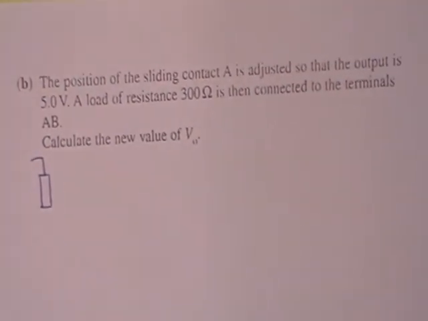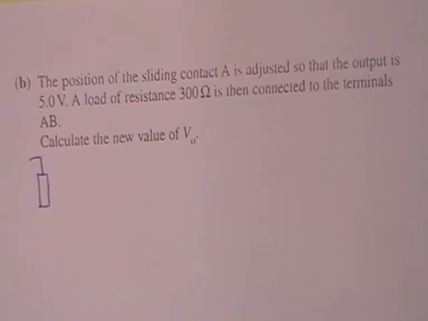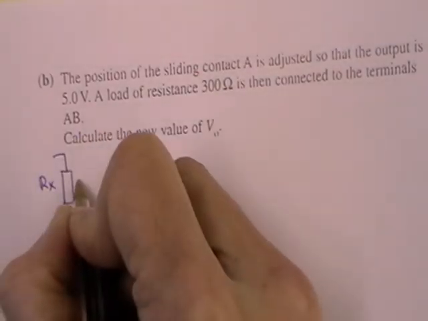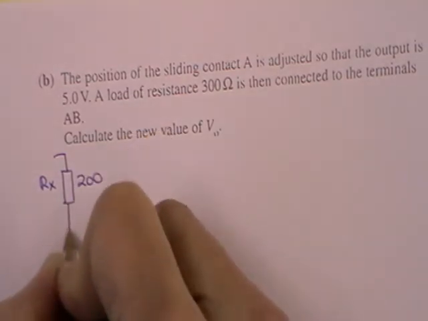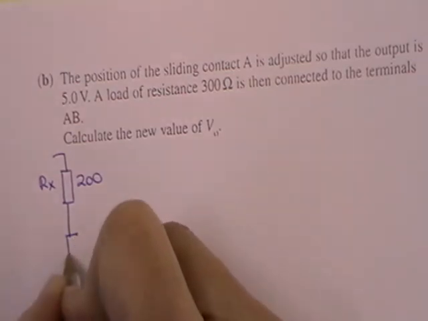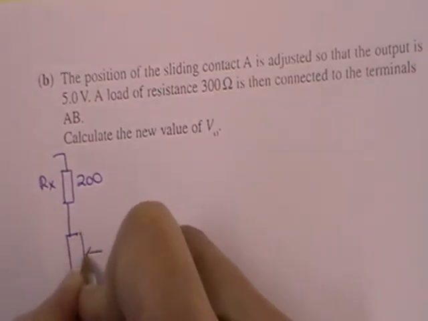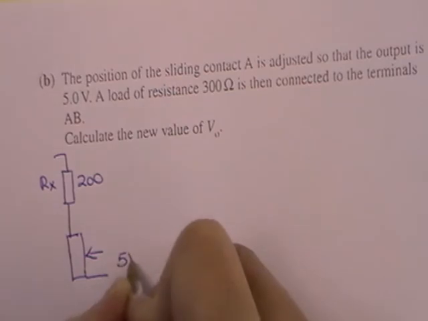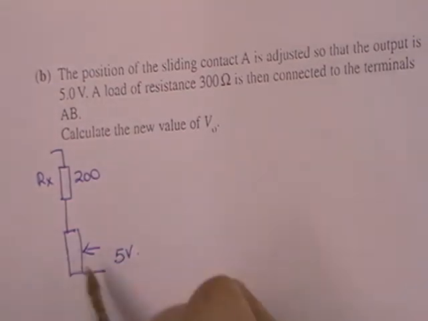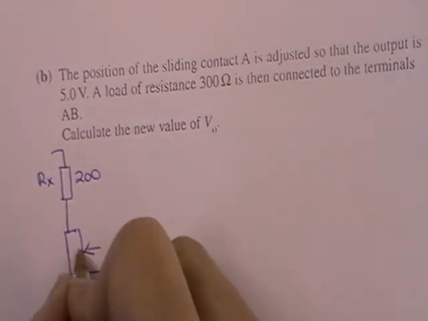The position of the sliding contact A is adjusted so that the output is 5 volts. A load of resistance 300 ohms is then connected. Calculate the new value. So this is just the Rx resistor, and it has a value of 200, and this is now adjusted so that you have got something coming off here which gives you 5 volts, and we need to calculate first of all what the resistance is here.